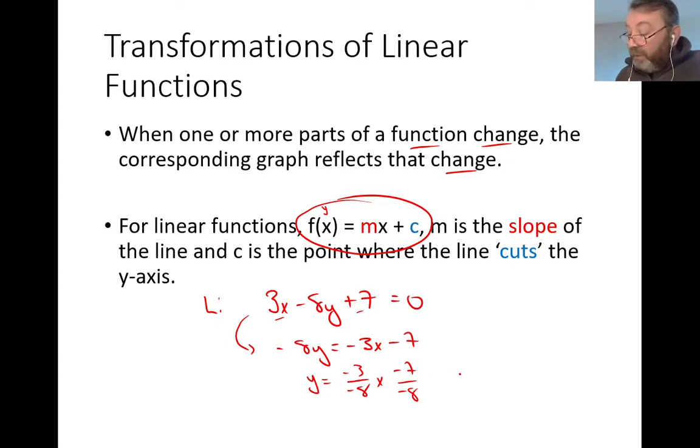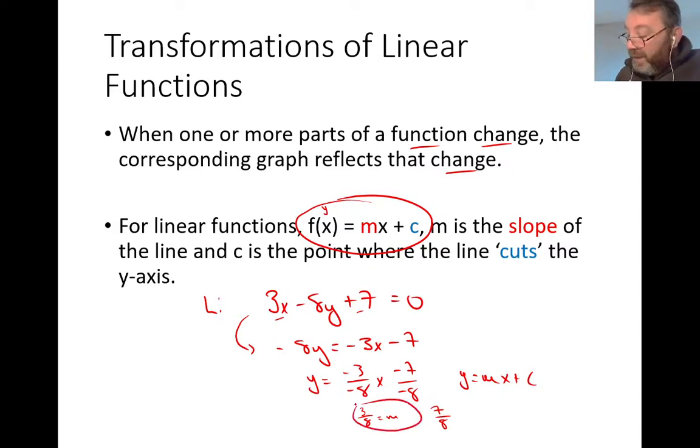Now, that is in the form y equals mx plus c, which means that the coefficient of x, 3 over 8, is my slope of that line. And then also we have minus 7 over 8, which is better known as 7 over 8, as being the number on the y-axis that this line will go through. Okay. Now just a word about the slope.